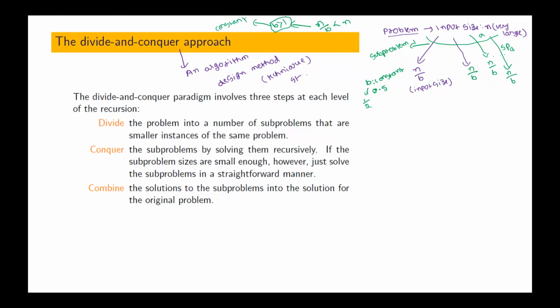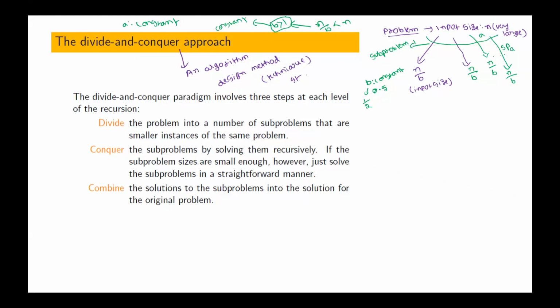Say we are given a problem that we need to solve on input size n. We have divided the problem into a number of subproblems. What is a here? a is also a constant. We divide the problem into a number of subproblems, each of size n by b, and we solve all these a subproblems.